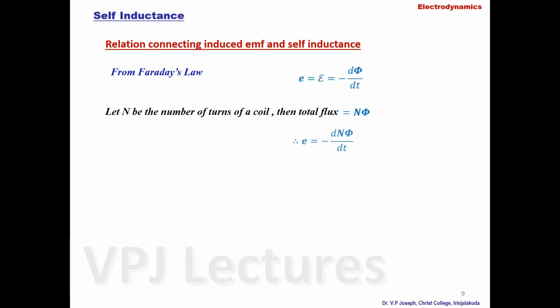Now, in order to get the expression in terms of the induced EMF, let us start with Faraday's law of electromagnetic induction, that is the flux rule. The induced EMF is equal to minus d phi by dt. For this example, we have considered a coil with N turns, so the total flux is N phi. We substitute N phi for phi in this expression. So E is equal to minus d(N phi) by dt.